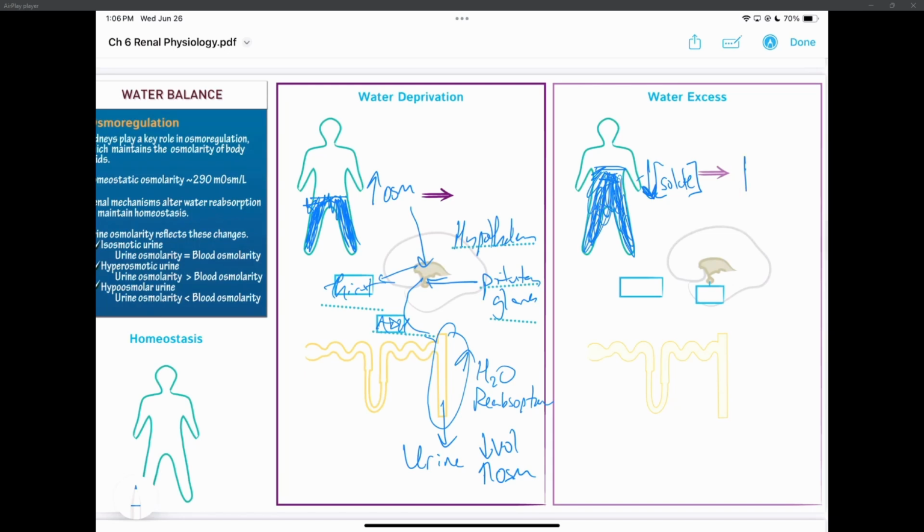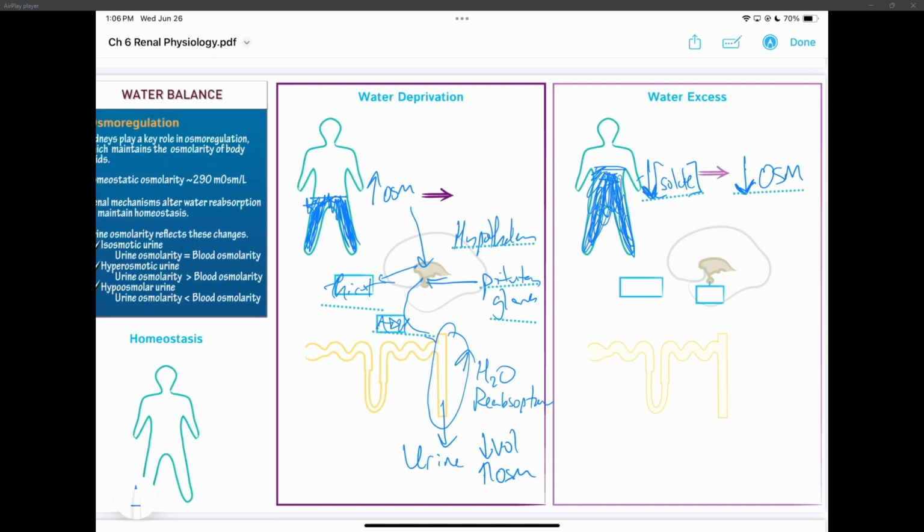Therefore, what happens to osmolarity? Decreases as well. We're adding a lot more water to the system. It's going to dilute it out. Osmolarity goes down. So why is it important that we say solute concentration and not the number of solutes? What is changing? The water.